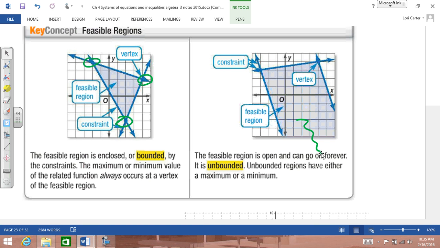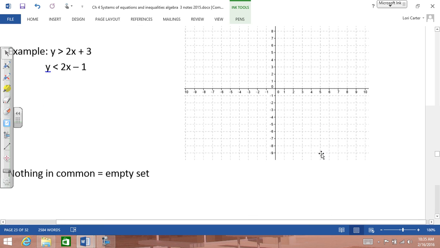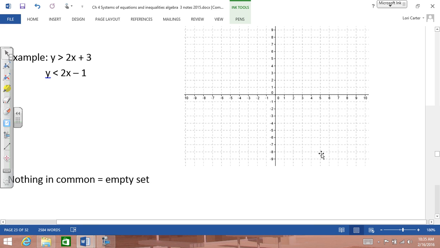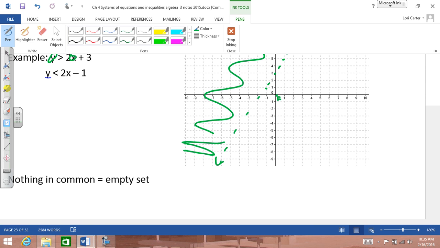All good? Okay. What do you do with 2x plus 3? Where do I start? 3. Then I go up 2 over 1. Solid or dash? Solid. Dash, my bad. Okay, plug in 0, 0. True or false? Is 0 greater than 3? False, so it shades where? Up top. Yeah, so this one is false, so I shade the true side, which is over here. Okay, next one.